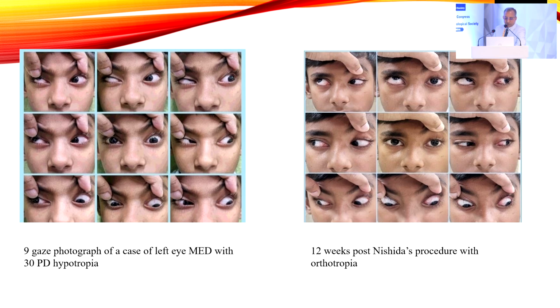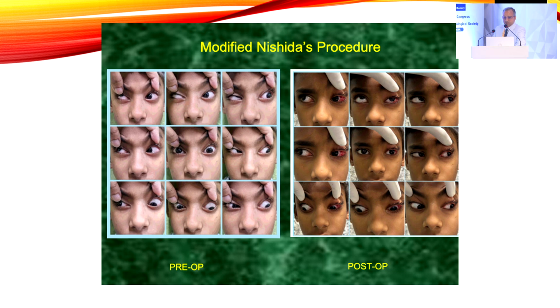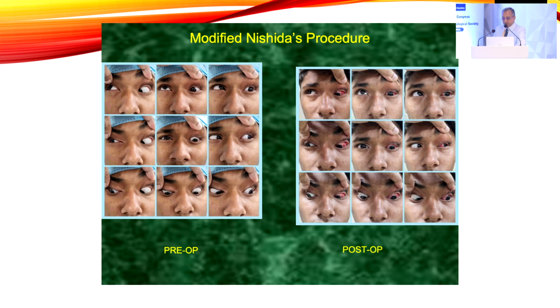This is a nine-gaze photograph of a patient of left MED with 30 prism diopters of hypertropia, and this is a post-operative photograph at 12 weeks. Another patient, preoperative and post-operative photographs. This is another patient with pre-op and post-operative photographs.